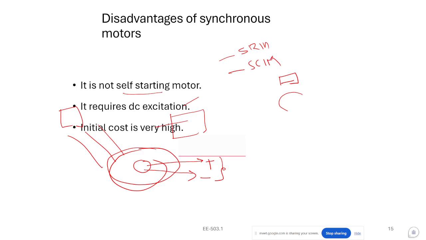And the initial cost is very high, because the construction is similar to the AC generator. That's why the cost is high, and it cannot be used for variable speed drives. So it cannot be used for variable speed.